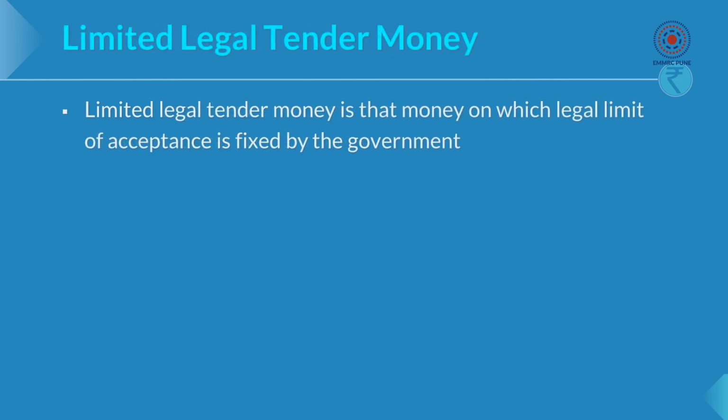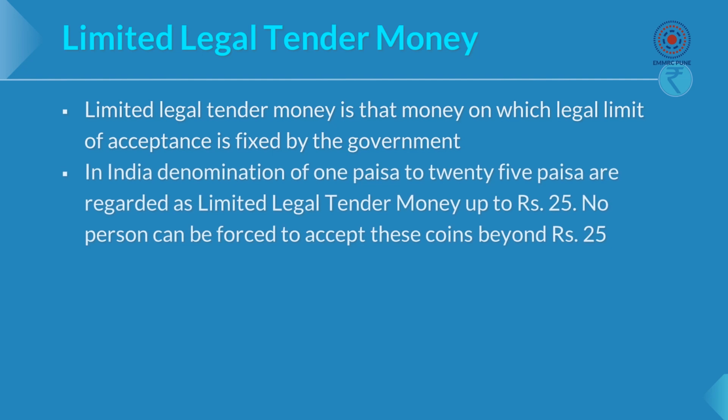It is classified as limited legal tender money and unlimited legal tender money. Limited legal tender money is that money on which legal limit of acceptance is fixed by the government. In India, denominations of 1 paisa to 25 paisa are regarded as limited legal tender money up to rupees 25. No person can be forced to accept these coins beyond rupees 25.